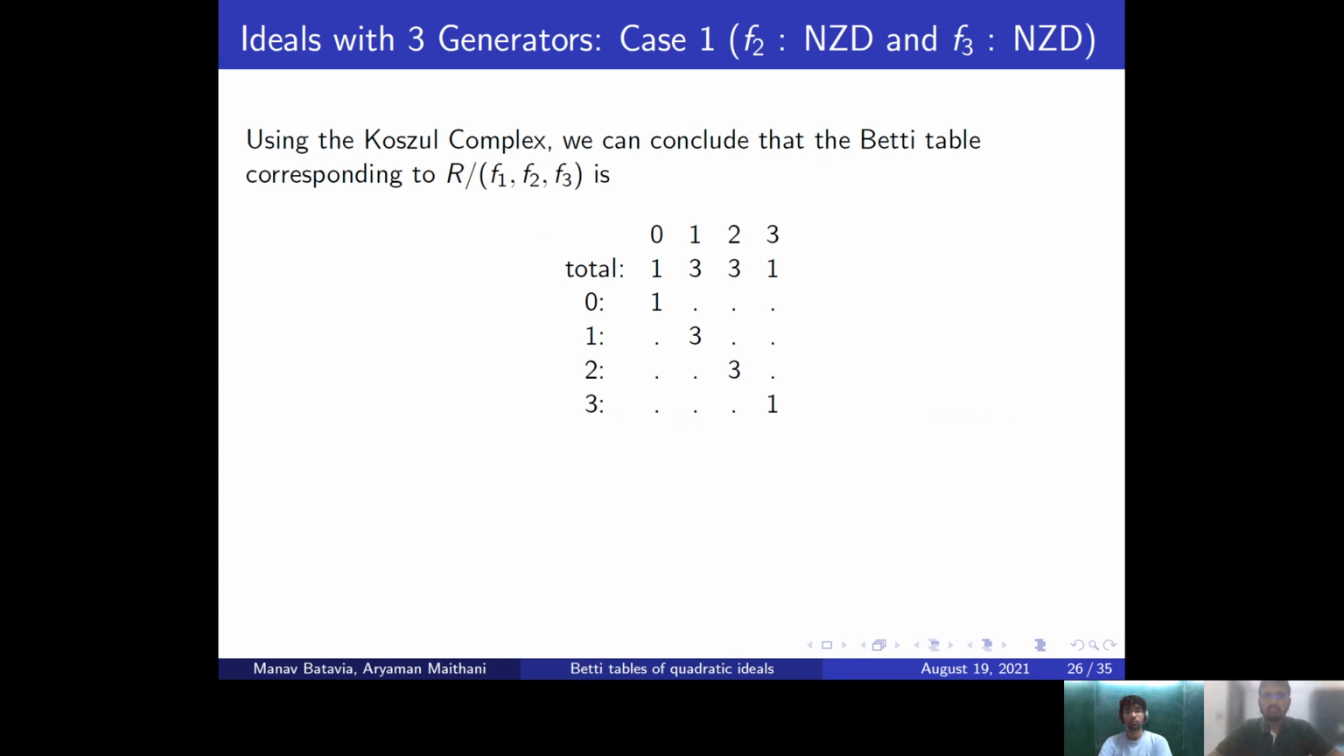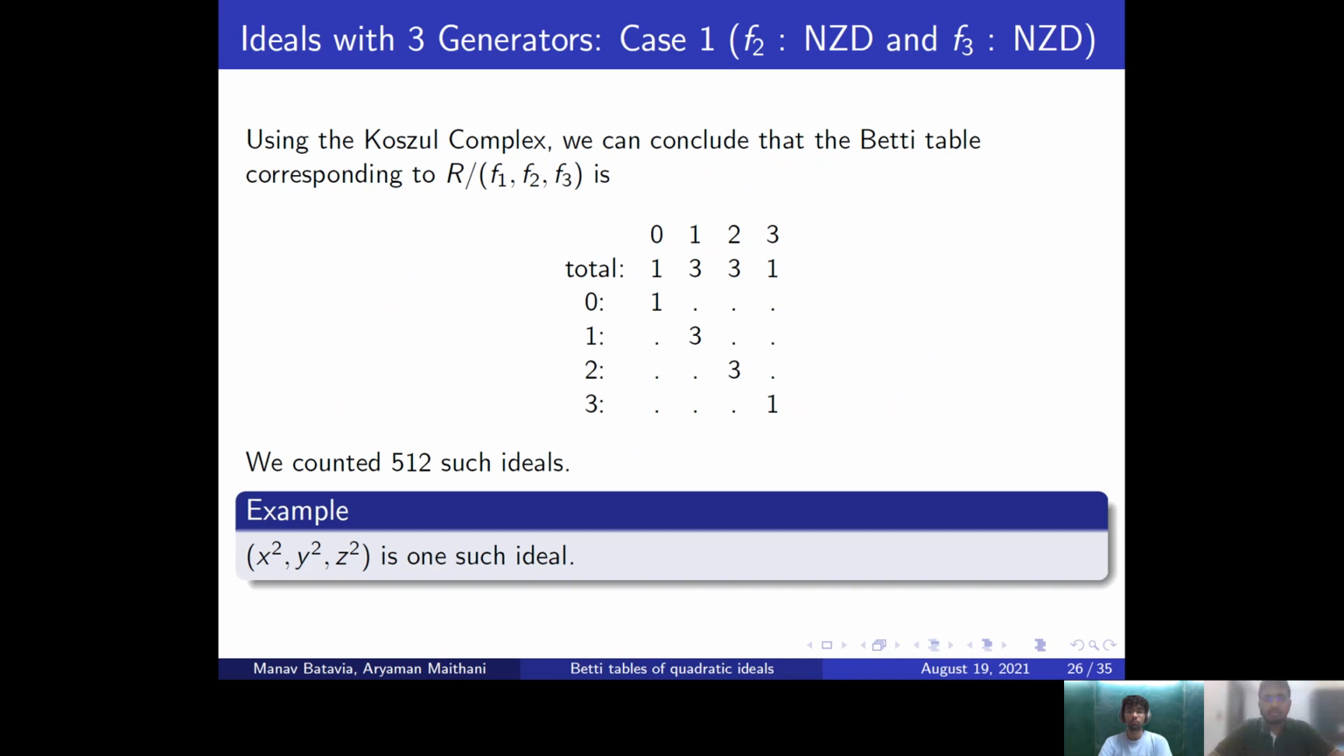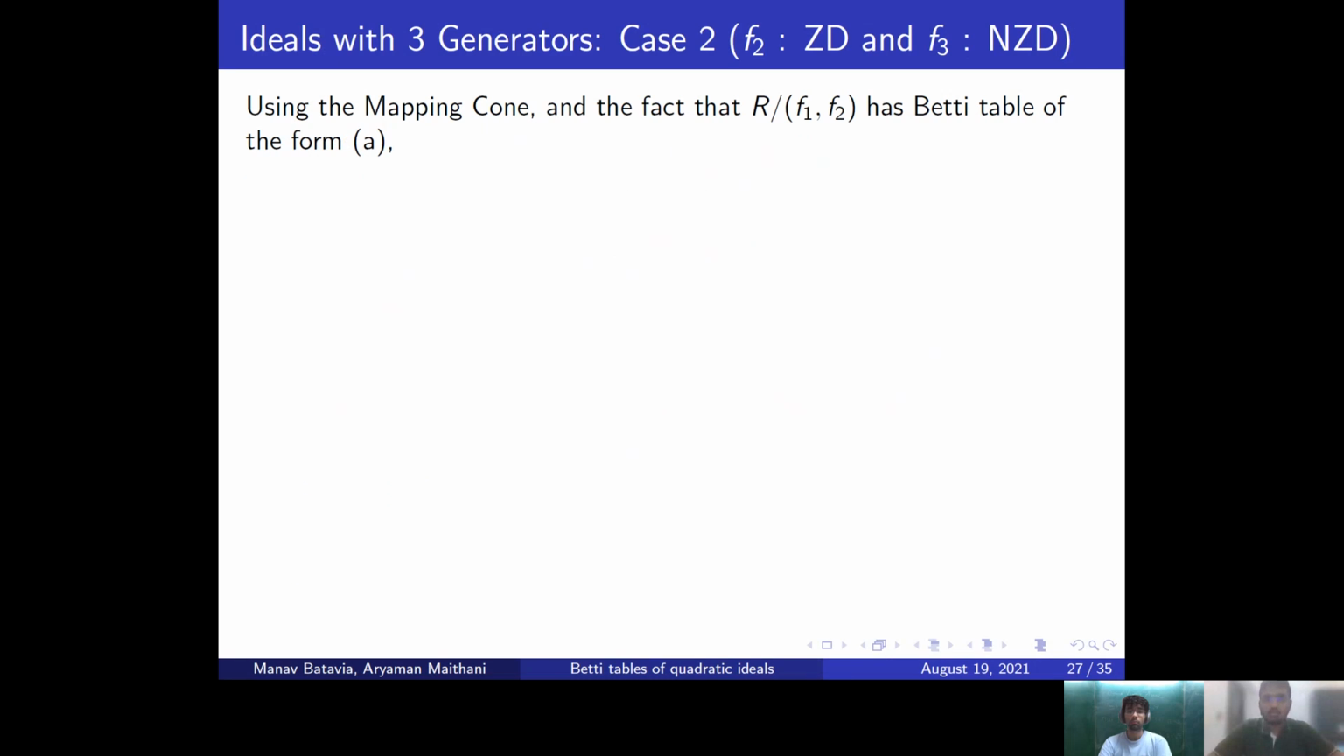Let us come to the first case. The first case was where f2 is a non-zero divisor in R mod f1 and f3 was a non-zero divisor in R mod (f1, f2). Once again, using the Koszul complex, we can conclude that the Betti table corresponding to R mod (f1, f2, f3) is precisely this right here. We counted 512 such ideals. An example of such an ideal is (x square, y square, z square). Moving on to the next case.